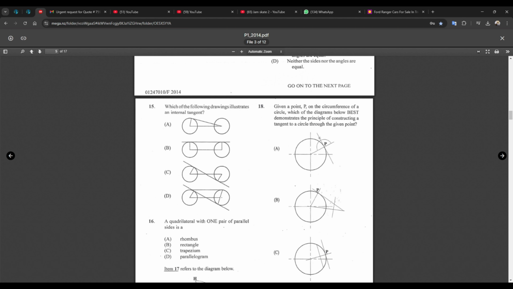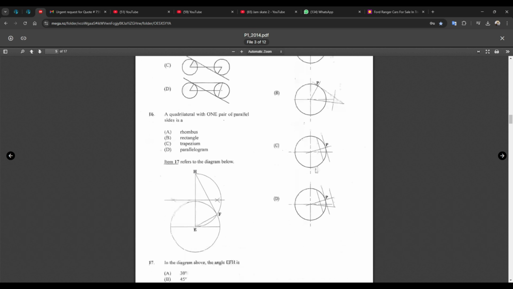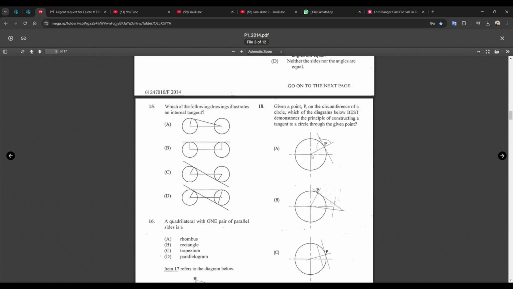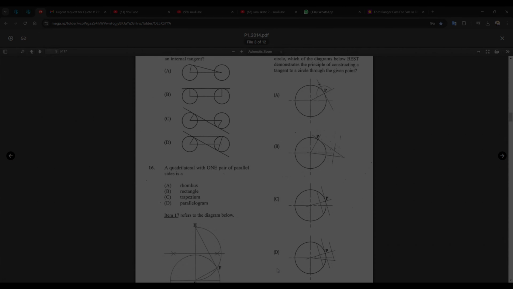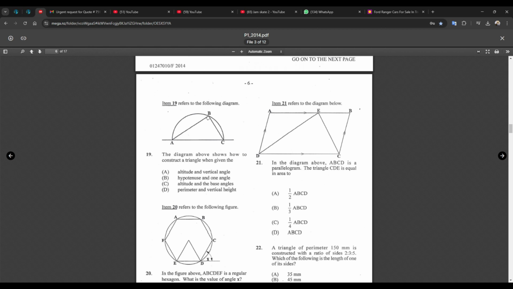Number 18, given a point P on the circumference of a circle, which of the diagrams below best demonstrates the principle of constructing a tangent to a circle through a given point? The answer is A. So they draw a normal through the point, and then they constructed a 90-degree angle, which is the tangent.